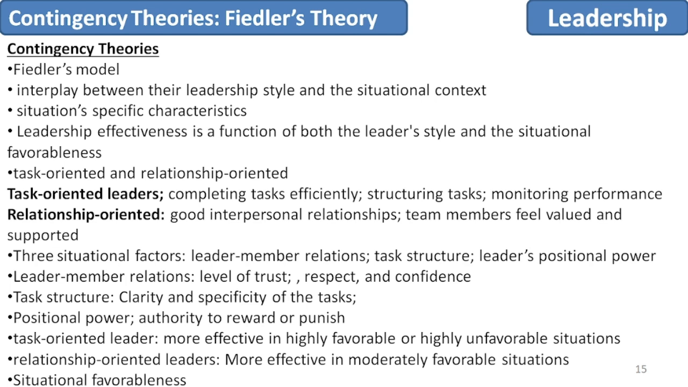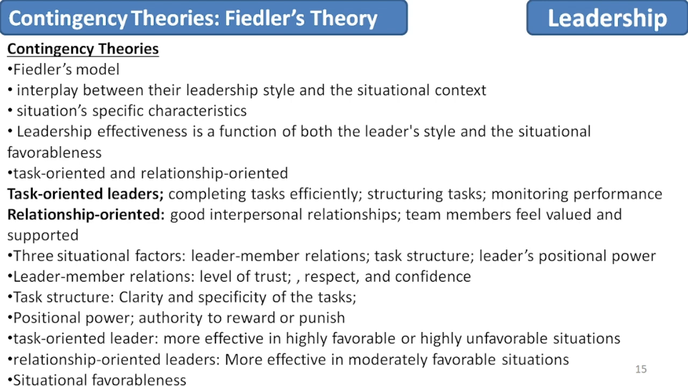Conversely, in highly unfavorable situations, where leader-member relations are poor, tasks are ambiguous, and the leader's power is limited, task-oriented leaders can provide necessary structure and direction to navigate challenging circumstances. On the other hand, relationship-oriented leaders tend to be more effective in moderately favorable situations. When the context is not too favorable or unfavorable, their emphasis on interpersonal relations can enhance team cohesion and motivation, which helps to improve performance and overcome moderate challenges.